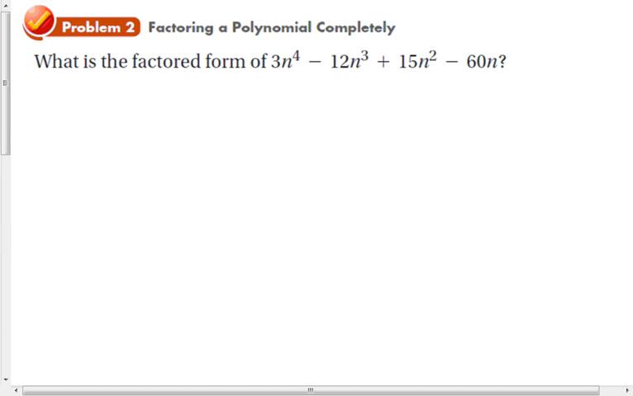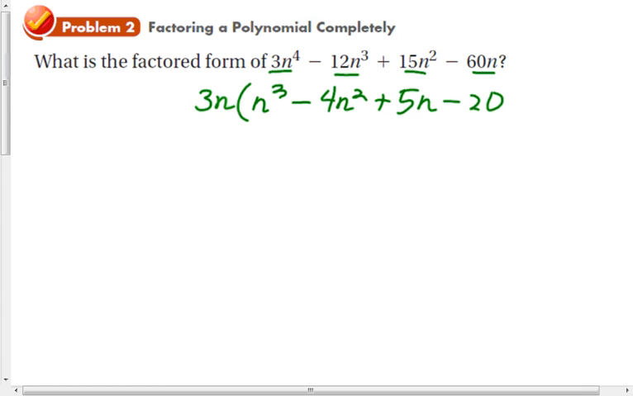All right, our second problem. Again, we're going to see if there's a greatest common factor of these 4 terms that we can factor out. And you should notice that they all have a common factor of 3 and n. So we're going to go ahead and factor out that 3n. The first term will be 3n to the 4th divided by 3n, which is n to the 3rd. Second term will be 12n cubed divided by 3n, which is 4n squared. 15n squared divided by 3n is 5n. And negative 60n divided by 3n is minus 20.